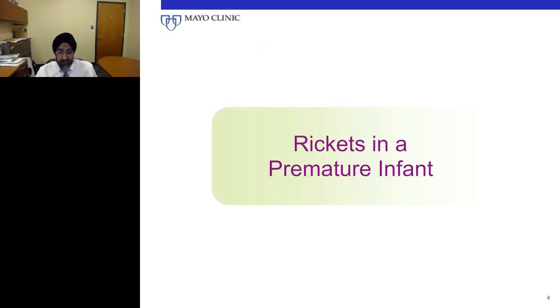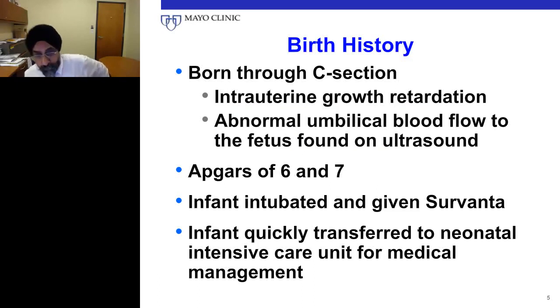Let's start with the case of rickets in a premature infant. This particular infant was born through the C-section. Mother came for a routine checkup, and during the routine checkup on ultrasound, it was found that the fetus had growth retardation and there was an abnormal umbilical blood flow to the fetus, and the decision was made to have a premature C-section for the delivery of the baby. When the baby was born, baby's neurological functions were not perfect and the Apgar score was only 6 to 7 when the perfect score is 10.